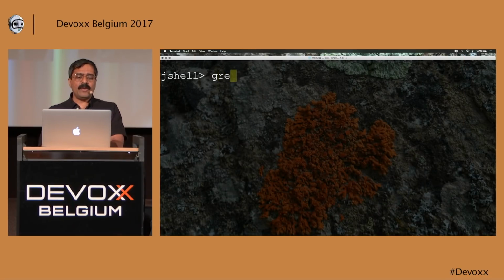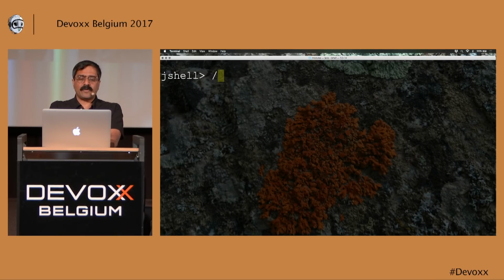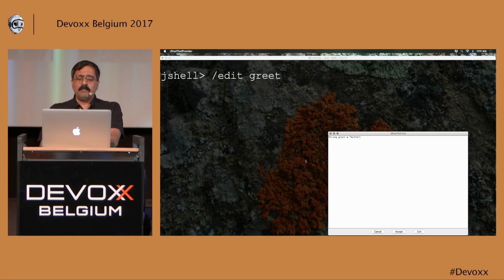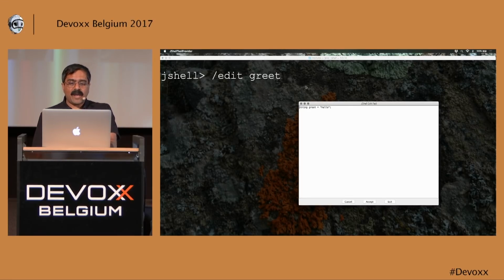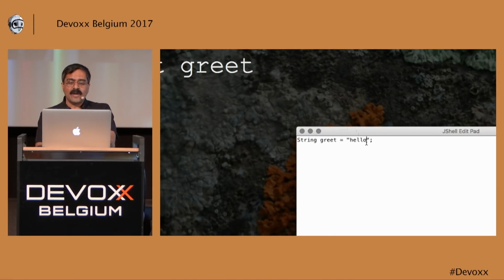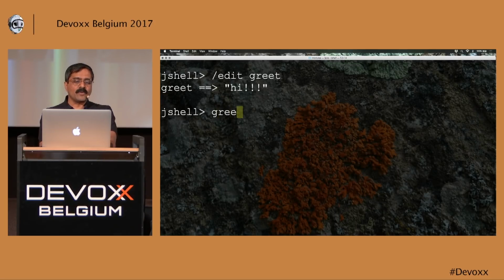So for example, I have greet over here, and I want to change it to hi, for example. I can change it this way. But you can also do something a little different. You can do a /edit, and then you can put greet right here, and it opens up this beautiful little display, and you can just go in here and change this to some other value right here. And then when you're done with it, you can click on accept, you can quit on it, and then you can ask for what greet is. Isn't that cute? That has the value right there.